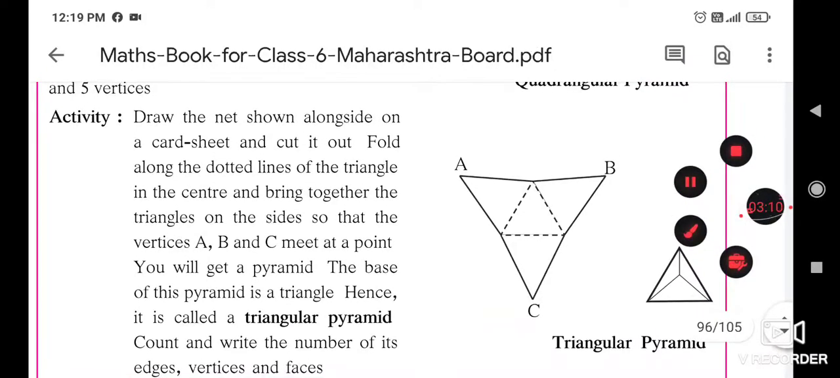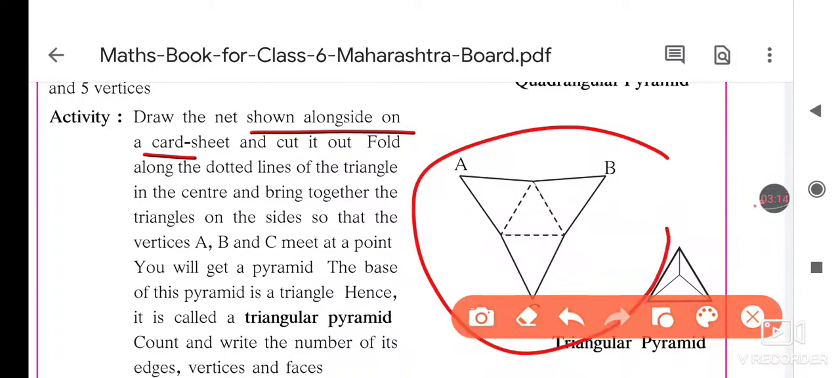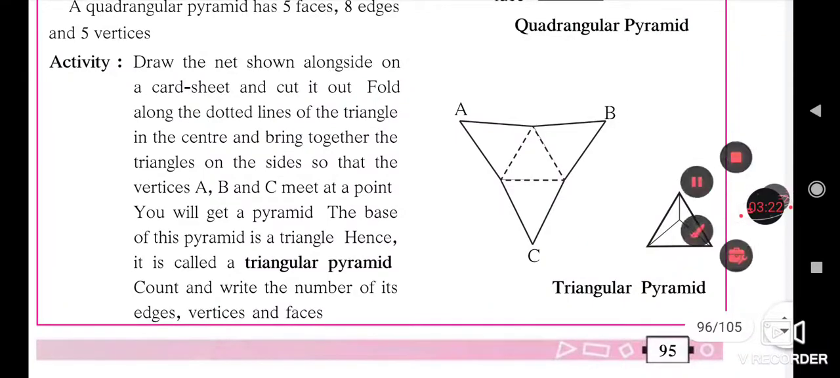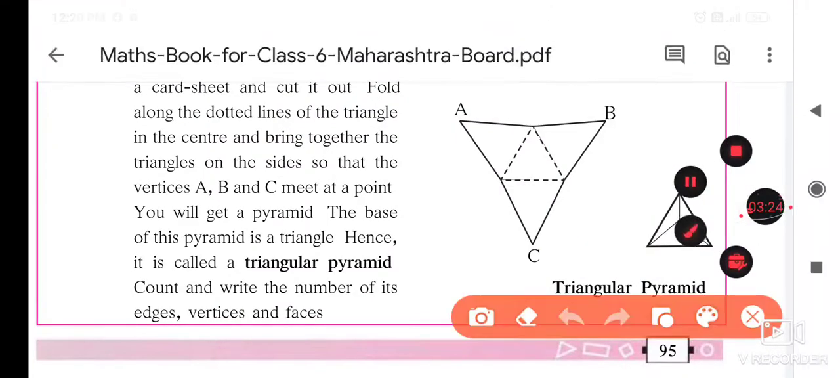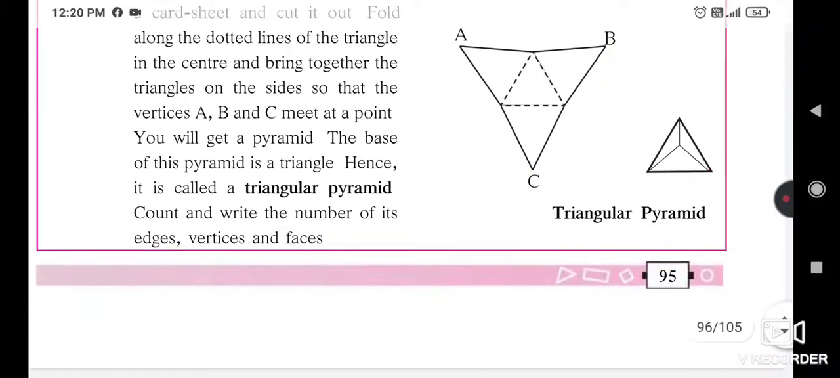So what is given here? Draw the net shown alongside on the card sheet paper. In this way you have to draw the net, cut it and fold along the dotted lines. Here we have to cut and fold along these dotted lines of the triangle in the center and bring together the triangles on the sides A, B, C at the center. And if you open this, you will see this type of triangular prism.